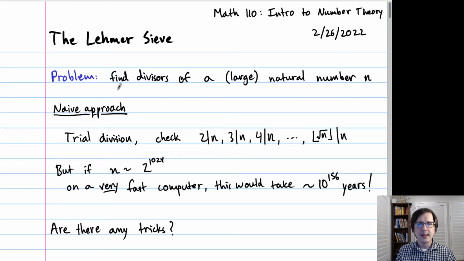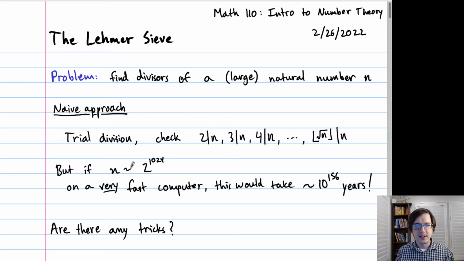So here's a problem that it can help with: what are the divisors of a large natural number n? The naive approach that we've talked about before is trial division, where you just check to see if n is a multiple of 2, n is a multiple of 3, n is a multiple of 4, and so on. And you can stop at the square root of n rounded down, because for any divisor larger than that, n divided by that divisor will be among these potential divisors.